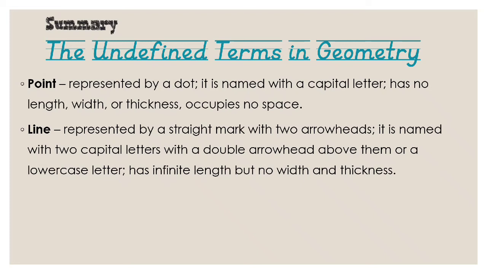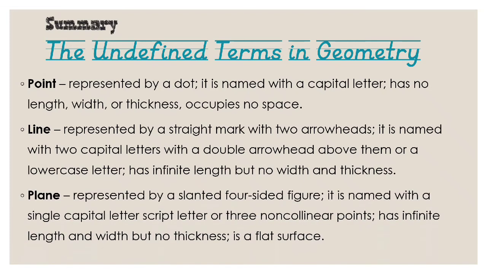Okay? So the next one is, of course, plane. So it is represented by a slanted 4-sided figure. It is named with a single capital letter script, or 3 non-collinear points. So it has infinite length and width but no thickness. So in short, it is a flat surface. Okay? So that's our first 3 terms that we defined.